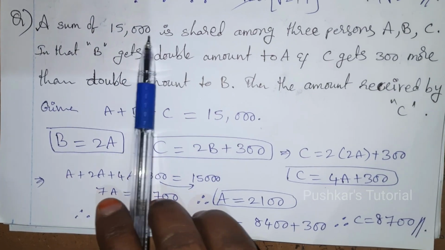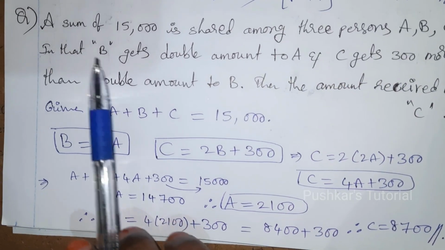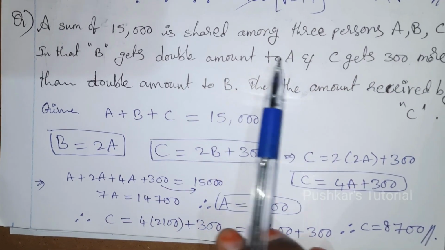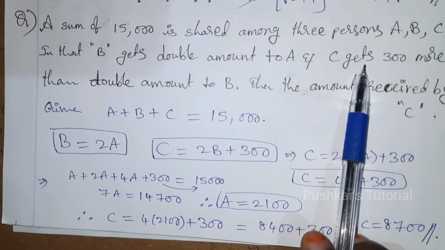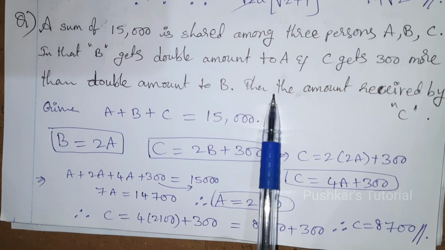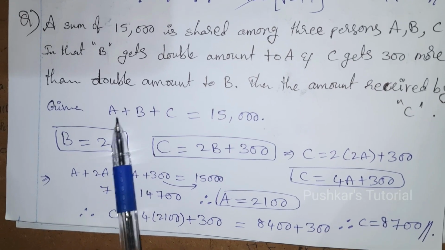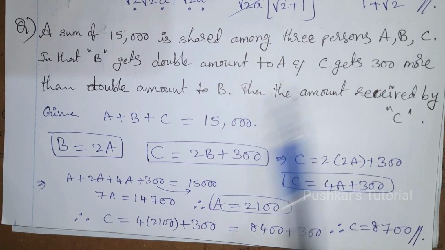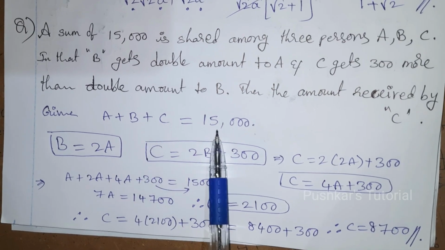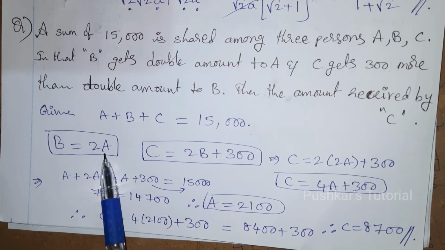A sum of 15,000 is shared among the 3 persons A, B, C, in that B gets double the amount of A. C gets 300 more than double the amount of B. Then the amount received by C? So 15,000 is among 3. So A plus B plus C is equal to 15,000. B gets double of A, so B is equal to 2A.